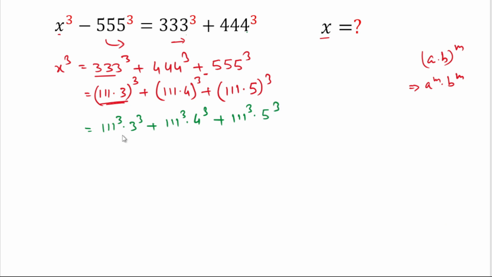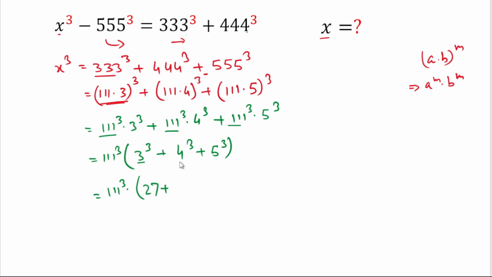So in the next step, here 111 cube is common in every term, so we'll take 111 cube common, and the remaining here is 3 cube, 4 cube, and 5 cube. Now we'll simplify it. It is 111 cube times, here we'll write the value of 3 cube. 3 cube is 27 plus, likewise 4 cube is 64 plus 5 cube is 125.